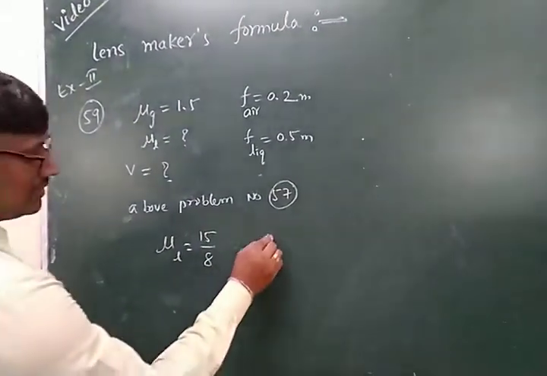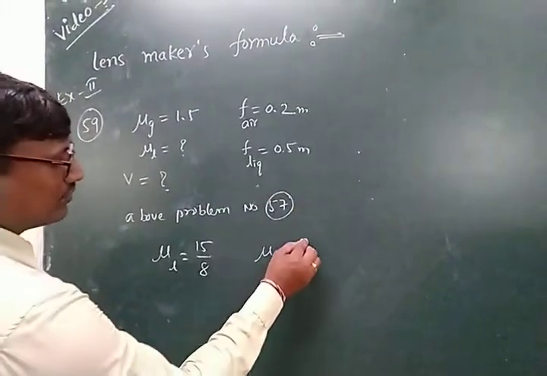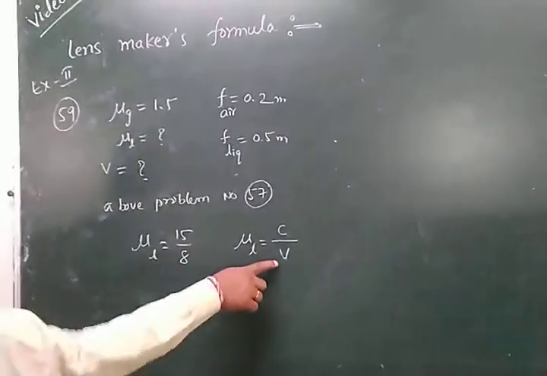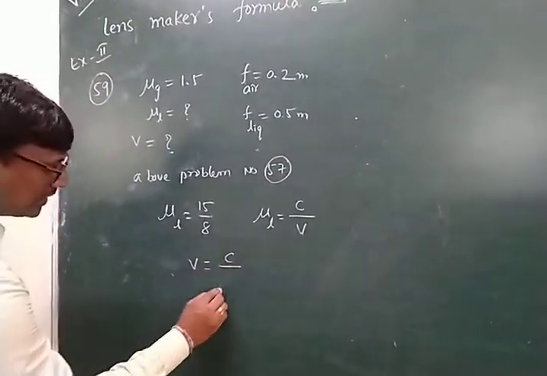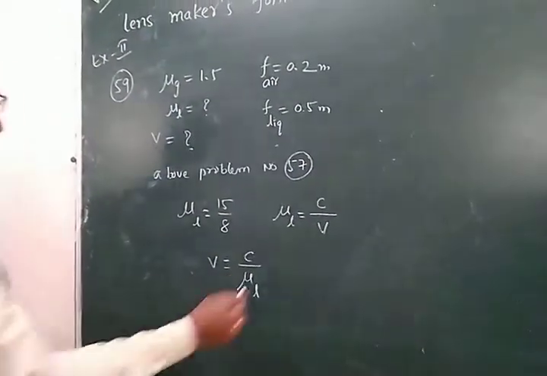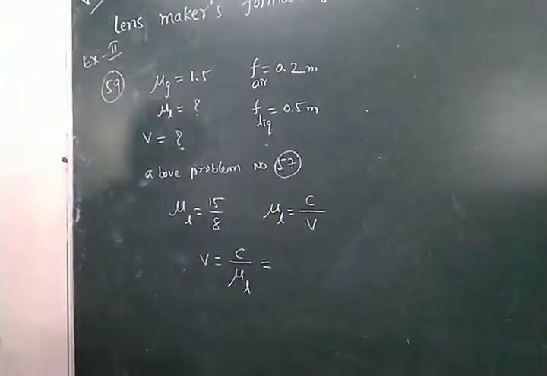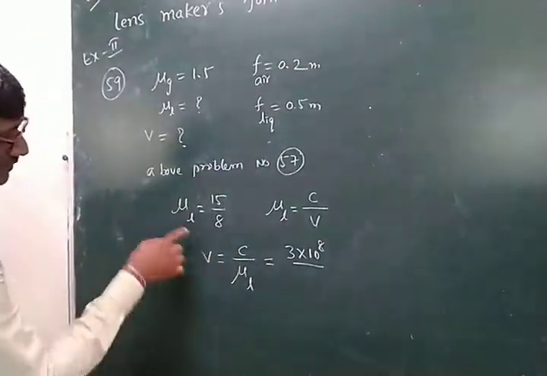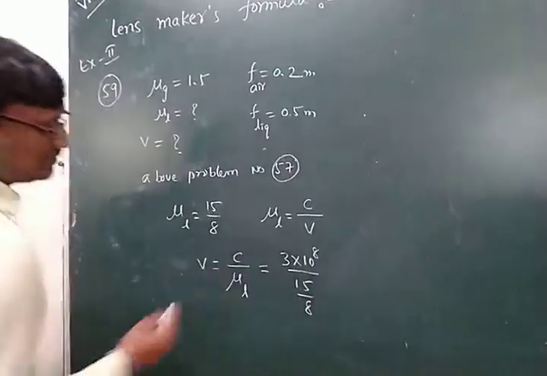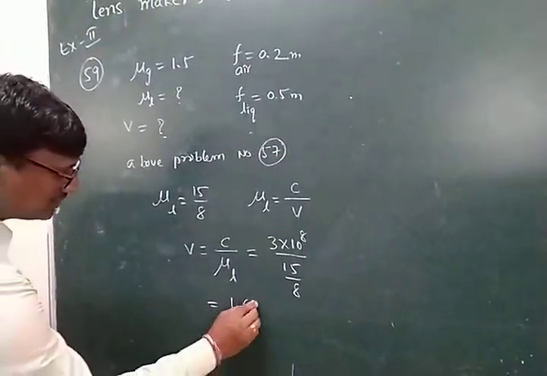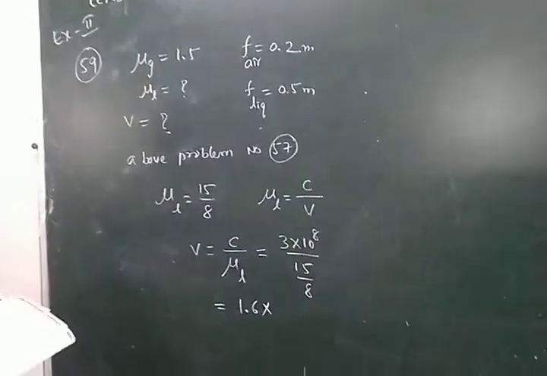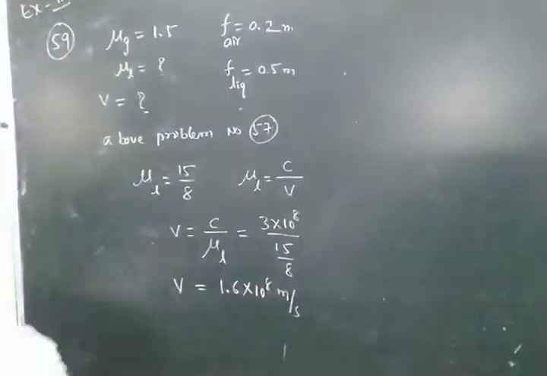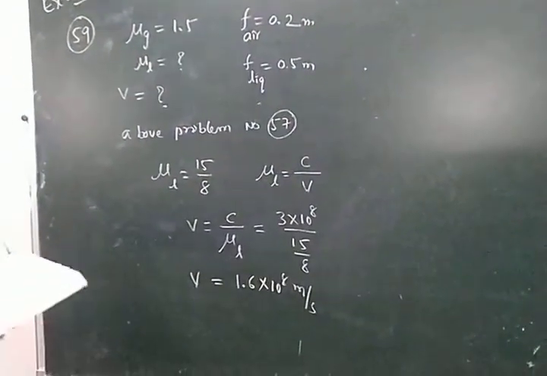But we know the formula: the refractive index of liquid is equal to the velocity of light divided by the velocity in the medium. Now we can find the velocity in the medium, V is equal to C by the refractive index of liquid. We know the velocity of light is 3 into 10 power 8, divided by the refractive index of liquid, which is 15 by 8. From the calculation we get the answer 1.6 into 10 power 8 meter per second. This is the velocity of light in the liquid.